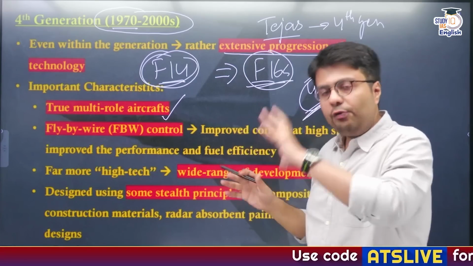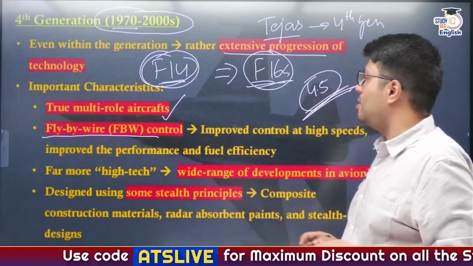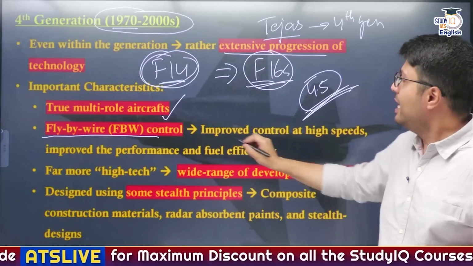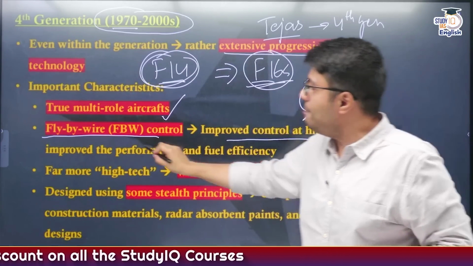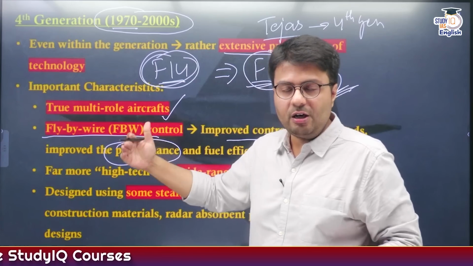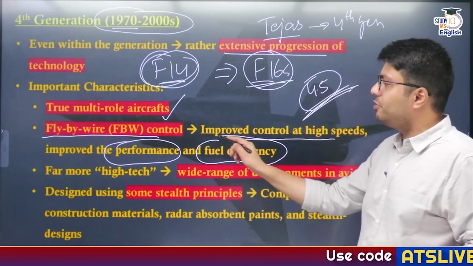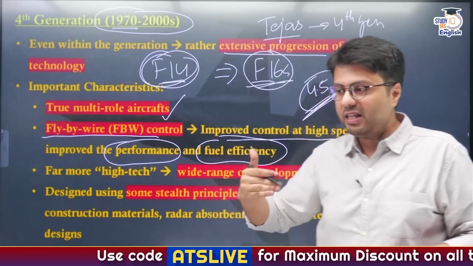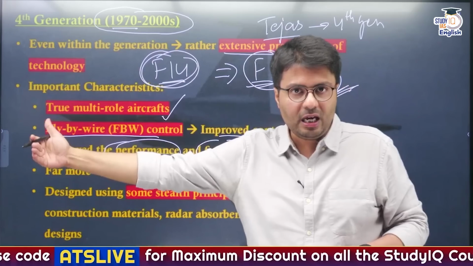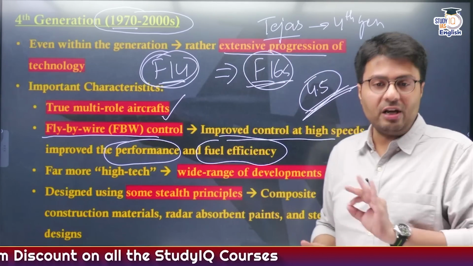Now what these fourth generation aircraft have is that they were built using fly-by-wire control. And what is fly-by-wire control? It improves the control of the aircraft at high speed, and therefore it improves the performance of the aircraft in terms of bombing, in terms of maneuverability, and also in terms of fuel efficiency, which means these aircraft can travel for longer duration. These aircraft can bomb targets much farther away from the airbases, and they are also quite effective when it comes to saving fuel.